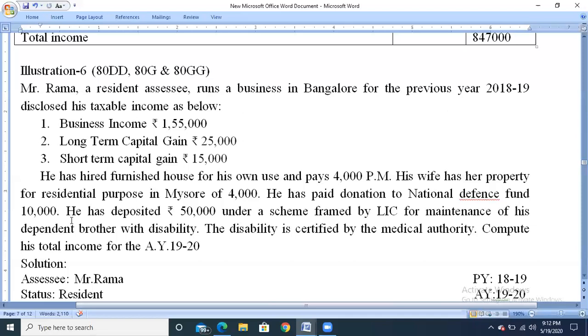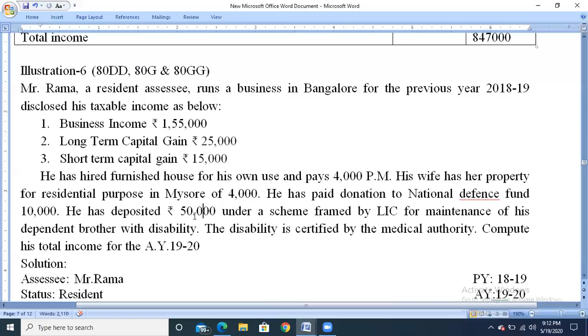Here they have clearly stated that he has paid donation to National Defense Fund, rupees 10,000. So this fund will be categorized under category 1. Any amount paid by the assessee for national level or state level, or any disasters or earthquakes, he can claim up to 100% deduction without any ceiling limit. These deductions can be claimed under section 80G. So 100% deduction without any ceiling limit: 10,000 into 100%, 10,000 will be the deduction amount.